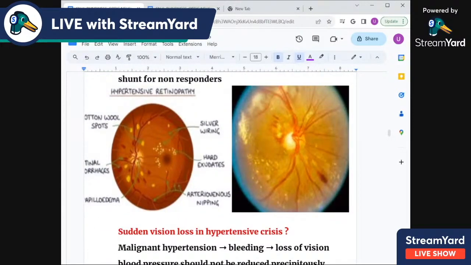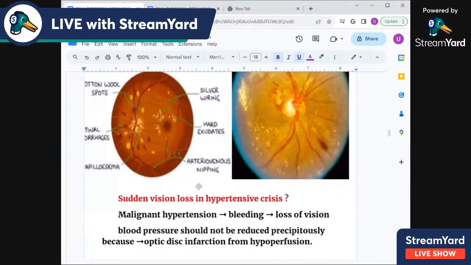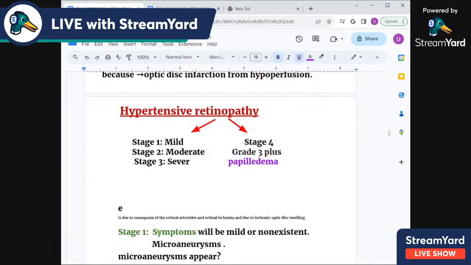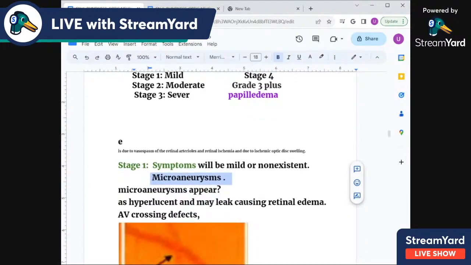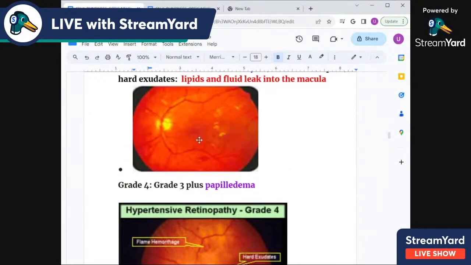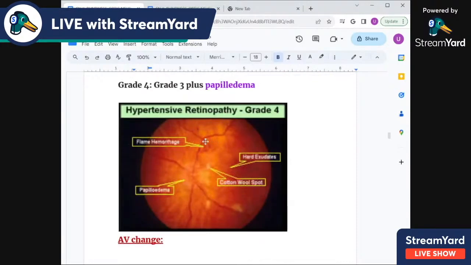And then the classification, there are four stages. Stage 1, 2, 3, 4. In stage 4, there occurs papilledema along with the features of stage 3. Stage 1 is mild, stage 2 moderate, stage 3 severe. In stage 1, microaneurysms will be seen. Very few changes. Stage 2, moderate, in which you see microaneurysms and dot blot hemorrhages. Stage 3 is severe with hemorrhages and cotton wool exudates. And in stage 4, we have papilledema: flame-shaped hemorrhages, hard exudate, cotton wool soft exudate, and all the features of papilledema.